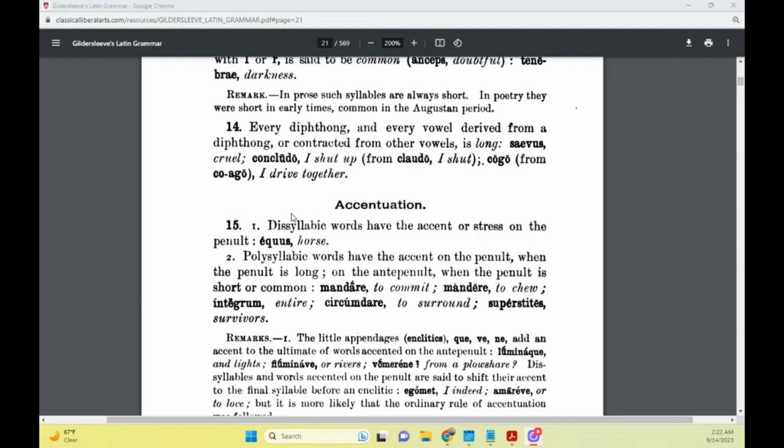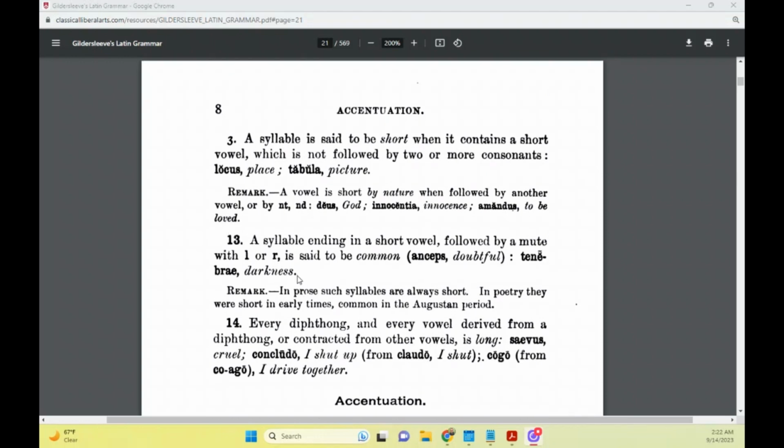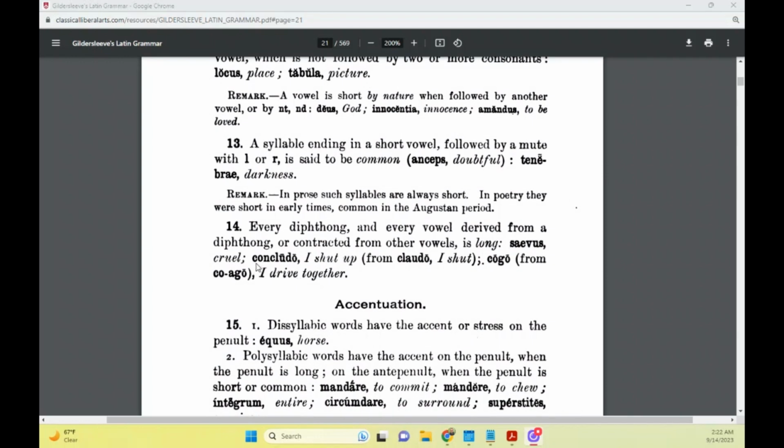So let's look for some more examples. We have the word here, concludo, 3 syllables, so it's polysyllabic, and we see that the penult is long, so we would accent the penult. Concludo.